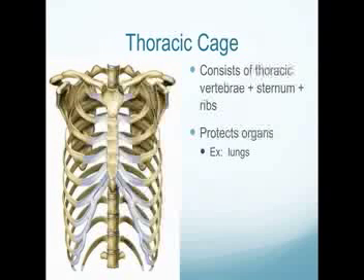Now we'll go ahead and take a look at the thoracic cage. The thoracic cage collectively consists of the thoracic vertebrae, the sternum, and the ribs. And its overall function is really this protective cage that's going to protect all of the organs found inside of it. So the lungs, the heart, so forth. Has all kinds of nice functions there.